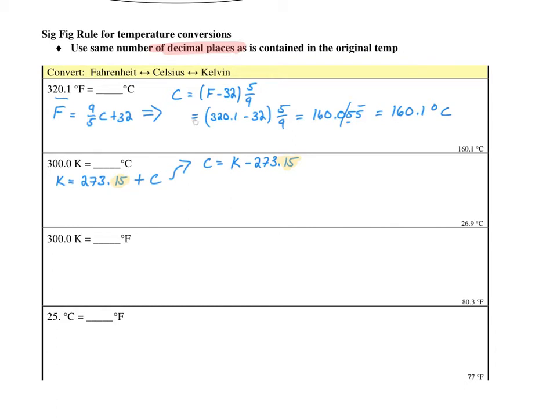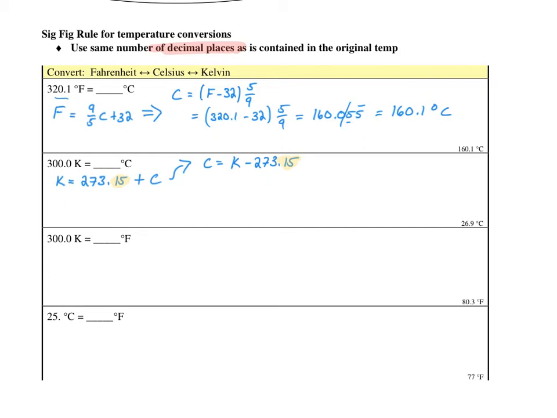Let's move on to the second question, between Kelvin and Celsius. Now note here this 0.15. Sometimes you see calculations that include the 0.15. Sometimes you see calculations that don't include the 0.15. Don't worry about it. Your answer will be accepted either way, if you include the 0.15 or you do not include the 0.15. All right, so K is 273.15 plus Celsius.